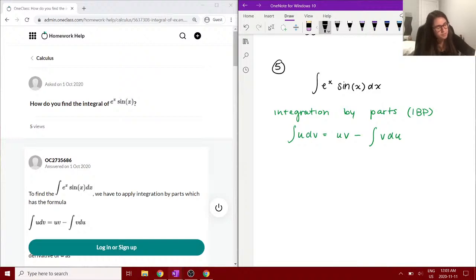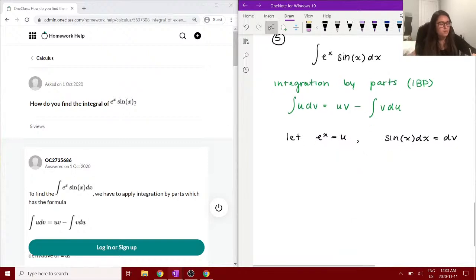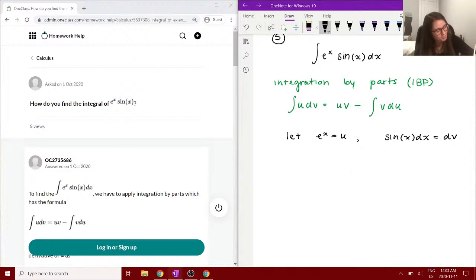So what we're going to do is designate some values as u and some values as v so we can replicate this integration by parts formula. All right, so let's let e to the power of x equal u, and let's let sine x dx equal dv. Okay? So I kind of wrote them backwards because it's not the way that you're used to seeing it.